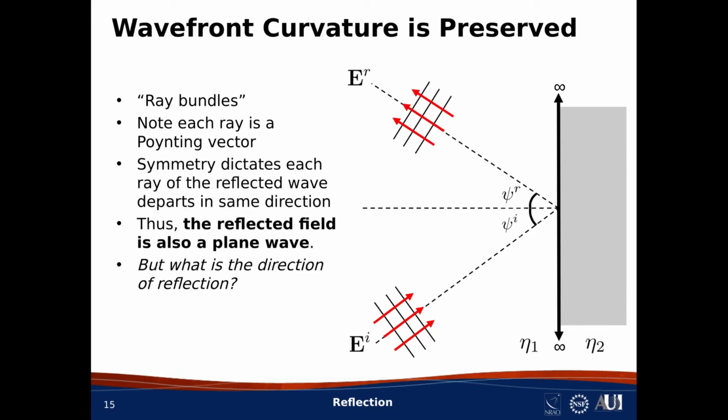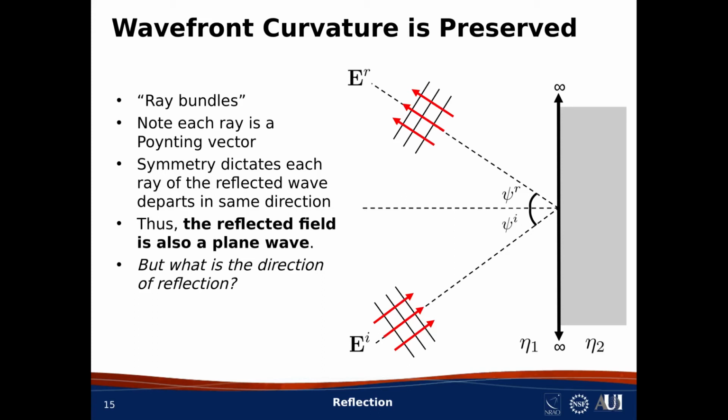So now we invoke symmetry again. Since the surface is flat and infinite, each ray must do precisely the same thing. That is, symmetry requires that each ray of the reflected field must be parallel to all the other rays of the reflected field. And if those rays are all traveling in the same direction, then we once again have a plane wave. In other words, symmetry again tells us that even in the oblique incidence case, the reflected field is a plane wave. Yet another way to say this is that wavefront curvature is preserved in reflection from a planar surface.